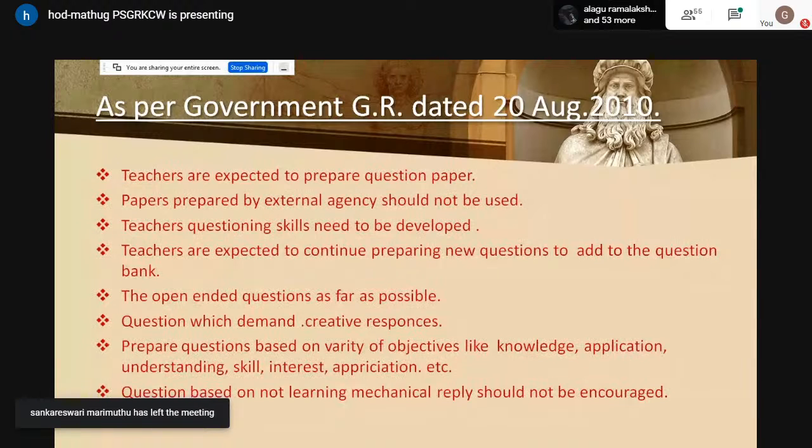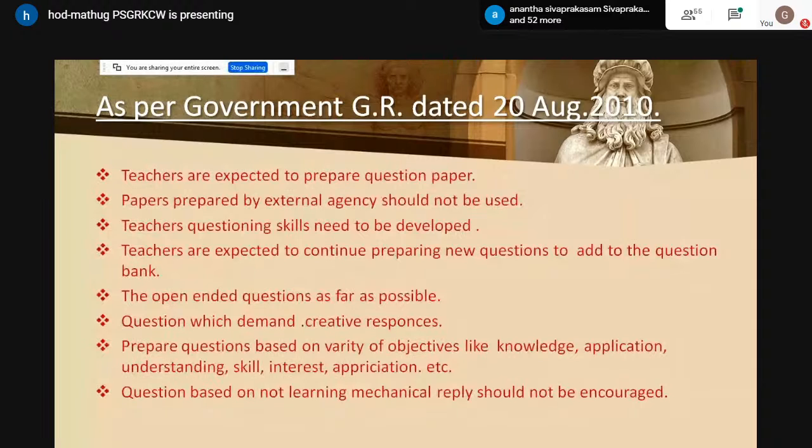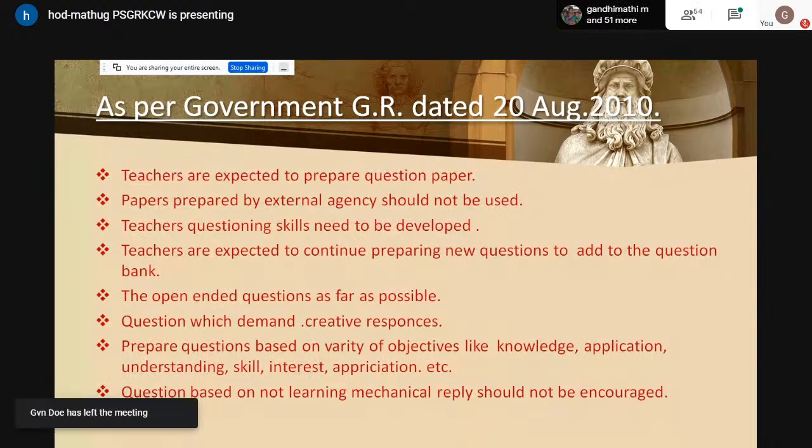Teachers should not have this kind of temperament, because it is a mandatory regulatory requirement by the government GO. As per the government GO, teachers are expected to prepare question papers. Papers prepared by external agencies should not be used for the assessment practices. And teachers' questioning skills need to be developed.